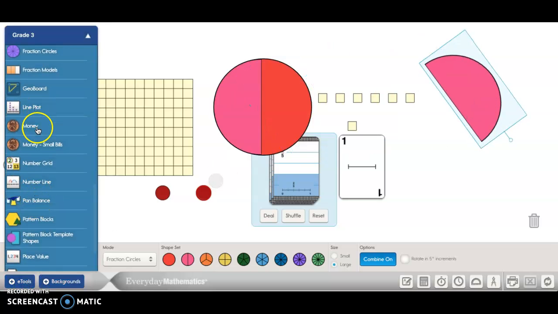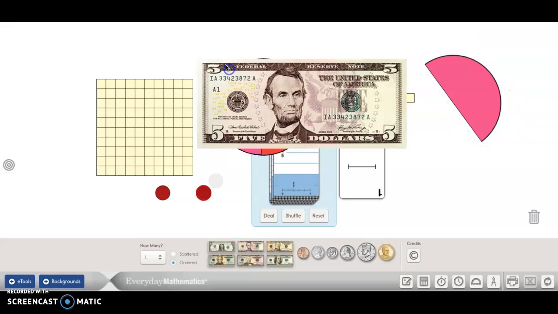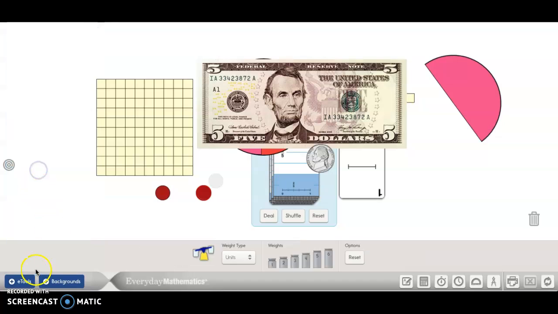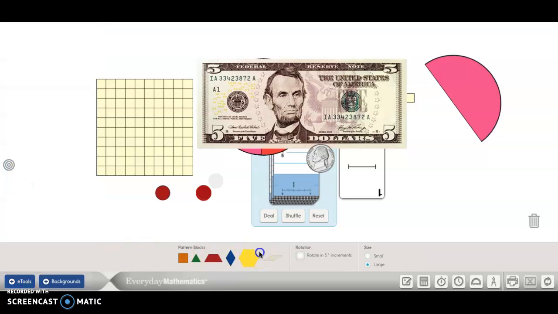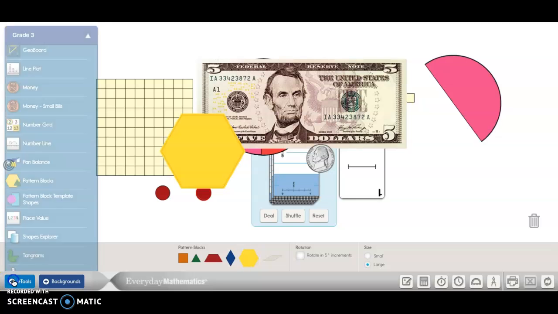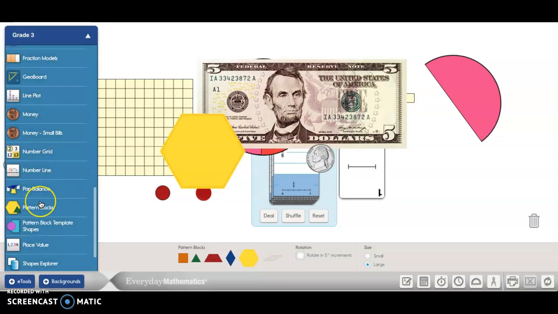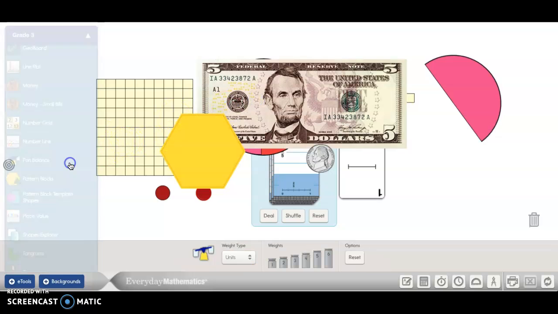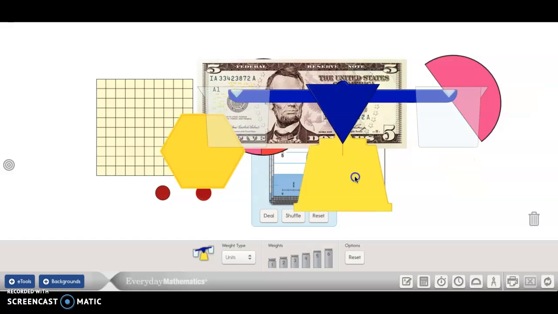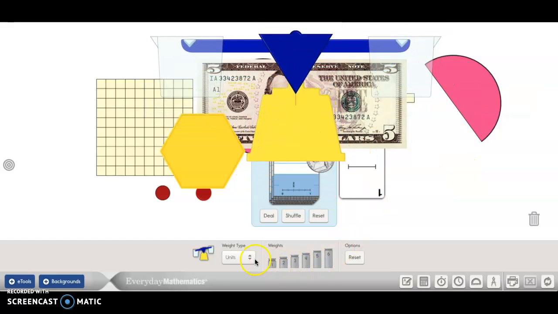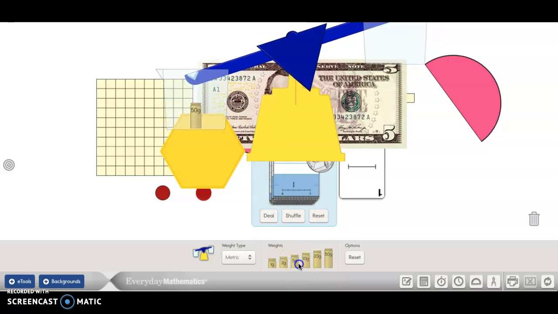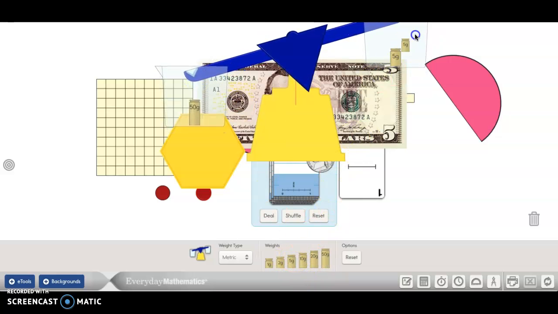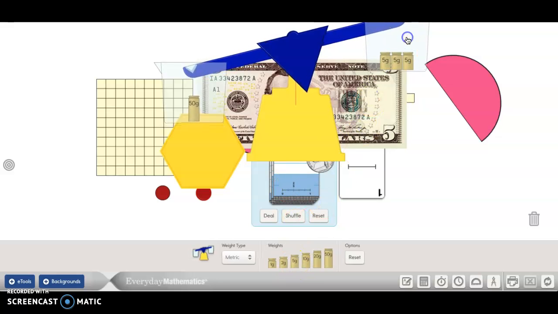What other fun things? Money. If you wanted to play around with that, really explore. I used pattern blocks today. Another fun one that I used with you guys was, oh, the pan balance. So I put my pan balance here. Remember, it weighs both sides. And my units, I could do metric, our grams that we know, 50. I could find what balances it. I can keep stacking. You guys can play around with this one.